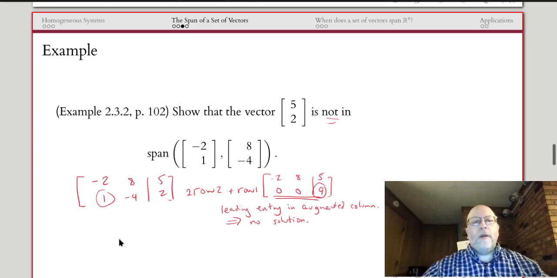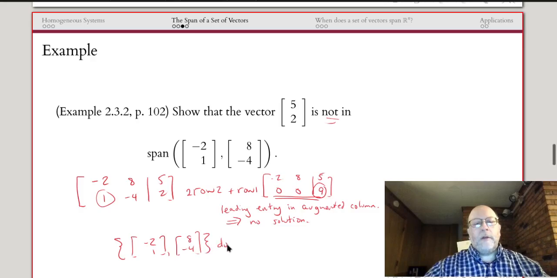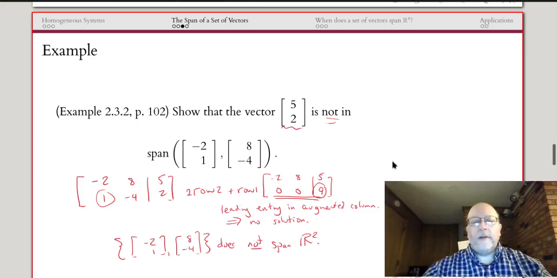And so the set negative 2, 1, 8, negative 4 does not span the set R2, because here's a vector that's in R2 that's not included. To span R2, every vector has to be included, and we just found one that isn't. All right.